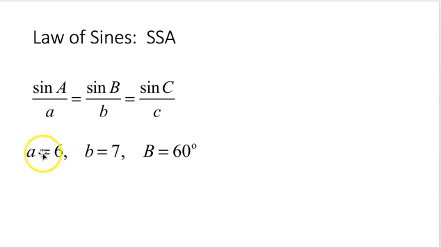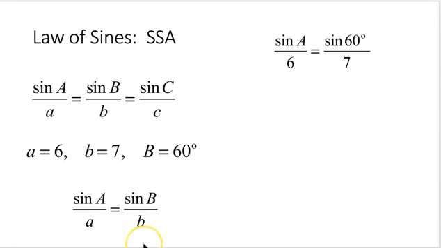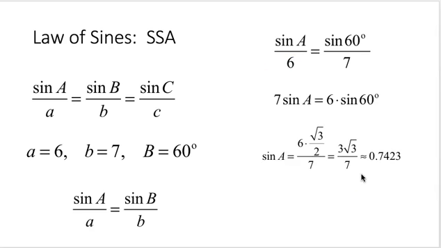I'm not drawing the triangle this time. I'm just giving you the value for little a, the value for little b, and the value for capital B. What we would use here is sine A over little a equals sine B over little b, sine 60 over 7. So there's our formula. We know sine 60 is root 3 over 2. If we solve for sine A, 7 times sine A is 6 times sine 60. So sine A is 6 times root 3 over 2, over 7, which is 3 root 3 over 7, or approximately 0.7423.